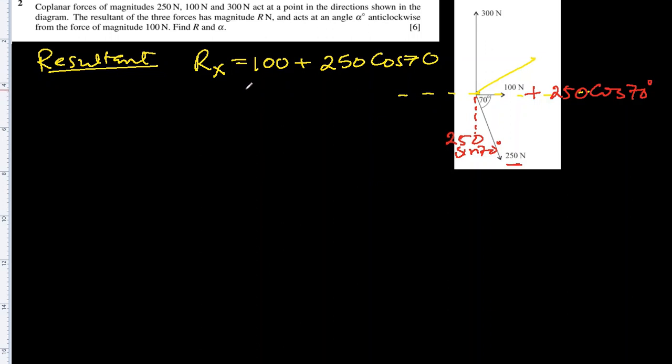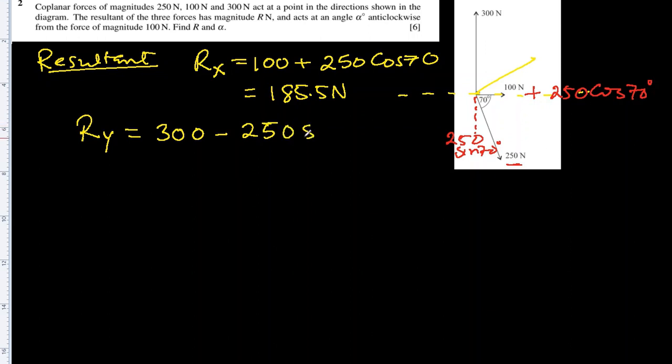Okay, so it comes out to be 185.5 newtons. Now, resultant in y direction, we have 300 newtons upwards and 250 sine 70 degrees downwards. That means the difference of these two forces will be the resultant. So let me assume that 300 is more, which is obviously true because sine 70 cannot be more than 1. So it will make 250 sine 70 less than 250, and that's why 300 is a greater force. This is 65.08 newtons, and this is upwards, this is rightwards.